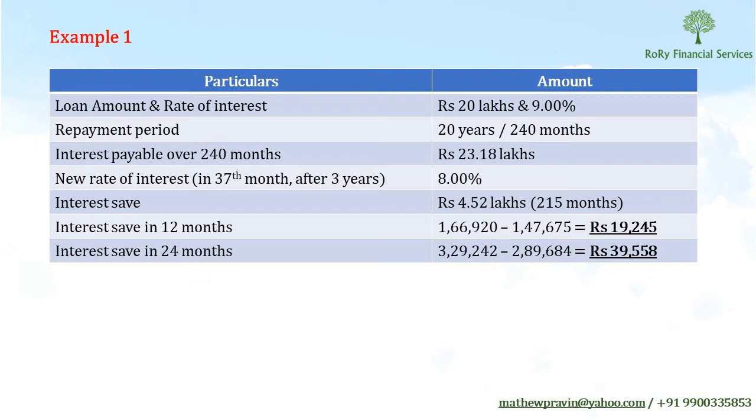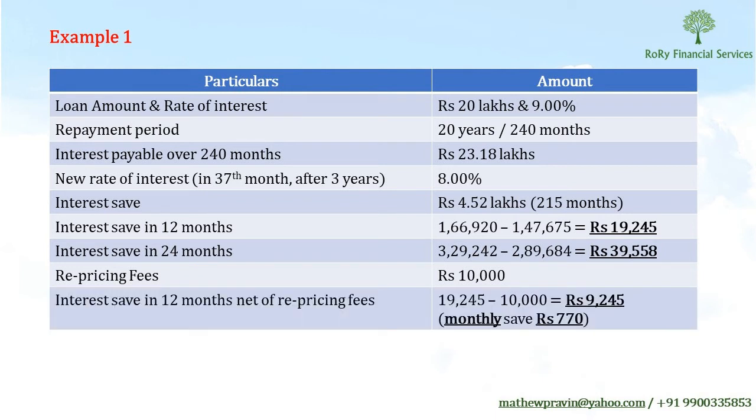Now this sounds good again, but there is a repricing fee that needs to be paid upfront to the home loan provider. Now in this example again, let us assume that the repricing fee is 10,000 rupees. Now I pay 10,000 rupees upfront and then I save 19,245 rupees over the next 12 months. That means my monthly save is actually only 770 rupees. So this is what I was saying, that the utility of this saving may not be much.